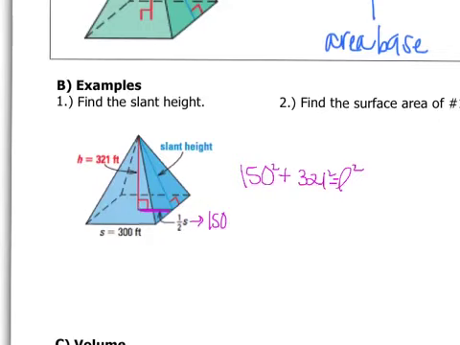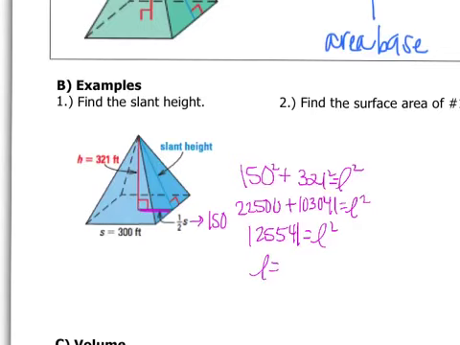You get some big numbers here with the 321 and the 150. 150 squared is 22,500. 321 squared is 103,041. We can add those together and then take the square root, rounding to the hundredth. I'm getting about 354.32, and that would be feet.